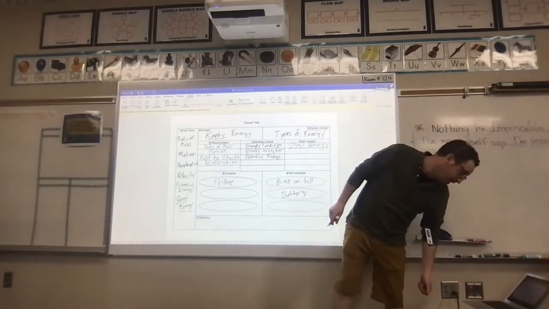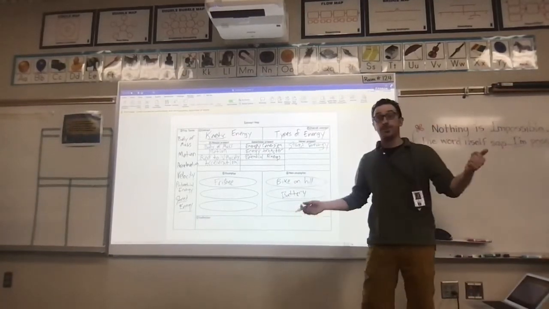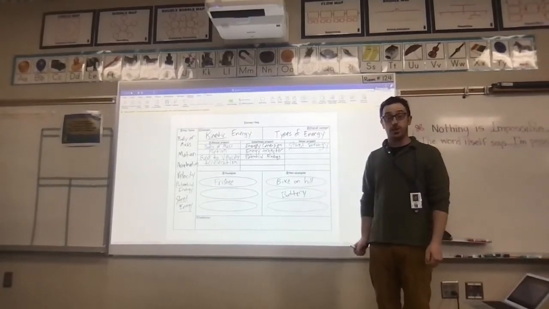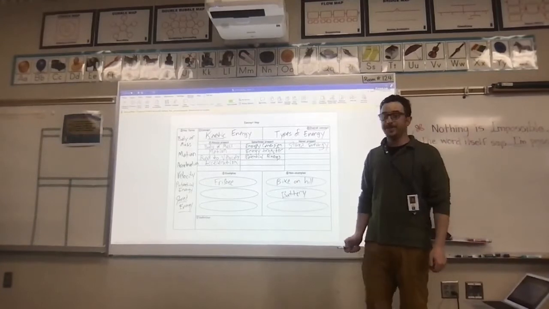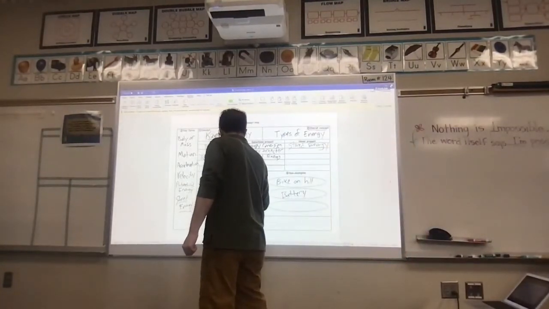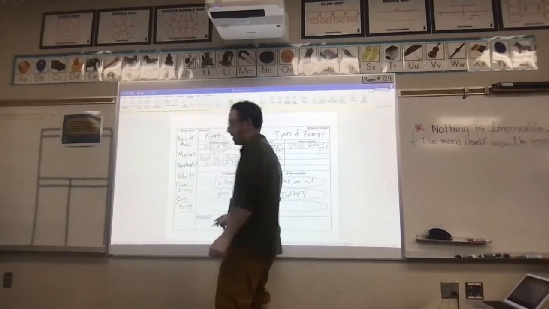How about a speedboat? A speedboat is sitting there and someone presses the engine and it goes. Is that kinetic energy? I would say yes. You got it. That one is pretty self-explanatory and a great example.